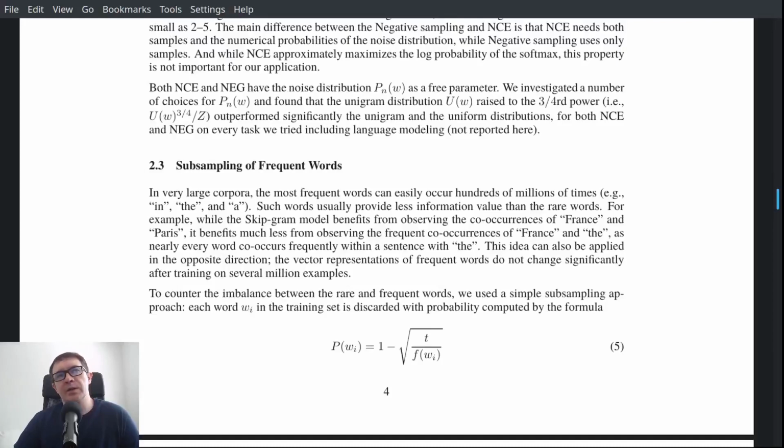Then they talk about subsampling of frequent words, which is kind of along the same lines. It's a similar principle here, where you reject words in your corpus based on their frequency. So this t in the numerator is some threshold, 10 to the minus 5. And this f here, as far as I can tell, is the number of times a word appears divided by the total number of words in your corpus. To get the units to work out right, that's what it has to be. And so it's 1 minus the square root of something. So it's the probability of rejecting a word based on its frequency.